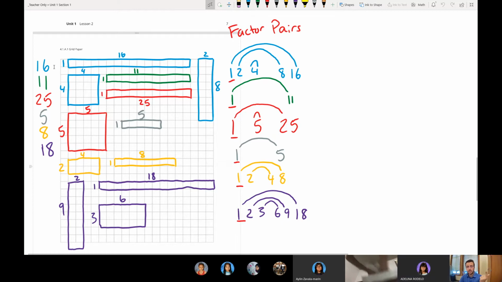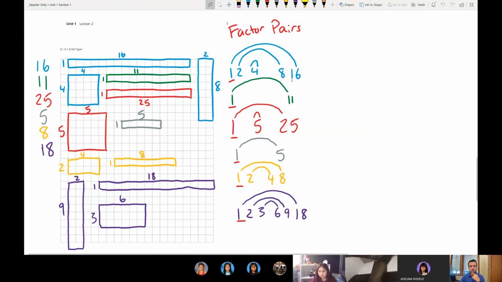So 1 times 10 is 10. 1 times 16 is 16. 1 times 25 is 25. Right? So when we're looking at factor pairs, we'll always start with the 1, and it'll be matched up with the number, the area that we're trying to find, right? Okay, so all of them start with 1. Very cool.